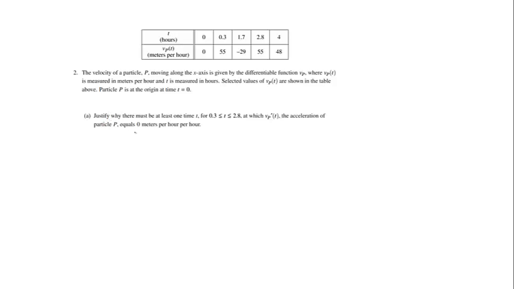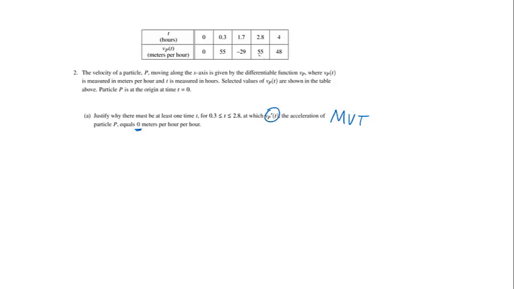Justify why there must be at least one time t between 0.3 and 2.8 at which the derivative of v sub p, the acceleration of the particle, equals 0 meters per hour per hour. When we see something asking what the derivative is equal to, and they give us an interval, we can pretty much know we're going to be doing something with the mean value theorem. With the mean value theorem, we want to find somewhere where the average rate of change equals the instantaneous rate of change. So I'm going to look at my chart between 0.3 and 2.8 and try to decide if my average rate of change would equal 0.